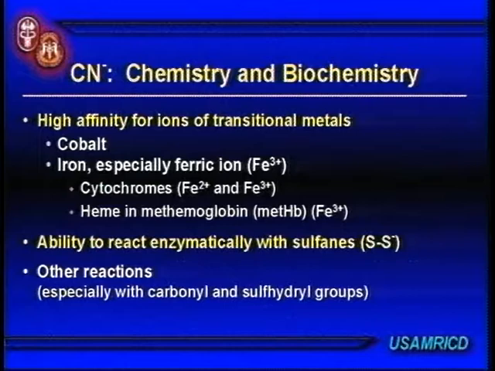Hemoglobin. As hemoglobin. Excellent. Now, it so happens that the iron in hemoglobin is in the ferrous or plus 2 form. Cyanide likes to react with ferrous ion, but it would prefer to react with ferric ion. It has an even greater affinity for ferric ion. Do we have ferric ion in red blood cells?